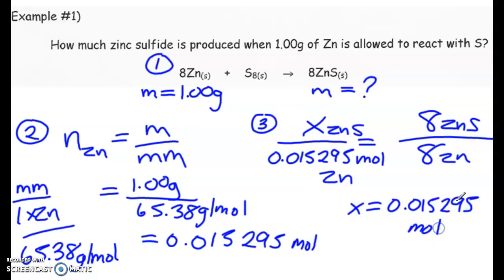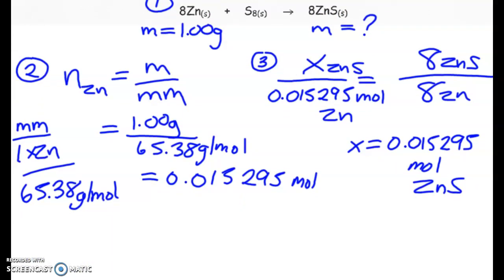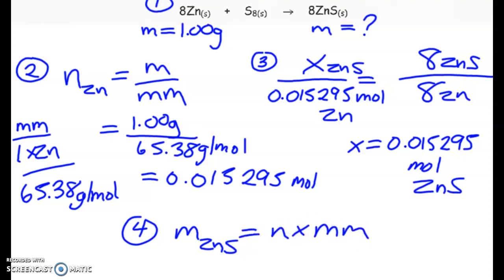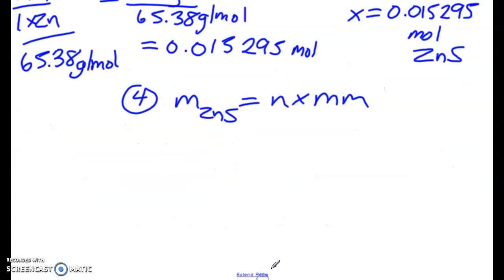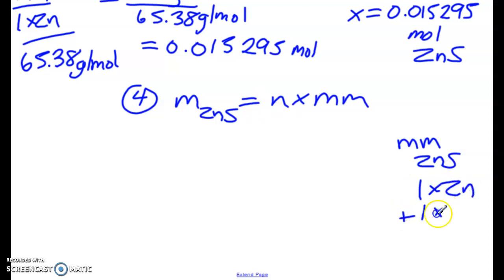So now this is the moles of zinc sulfide. Notice we have moles of zinc. We use the mole ratio to figure out the moles of zinc sulfide. Now the last step is we're going to solve for the mass. So we want the mass of zinc sulfide, and we're going to do that by doing moles times the molar mass. So the molar mass for zinc sulfide is going to be 1 times zinc plus 1 times sulfur.